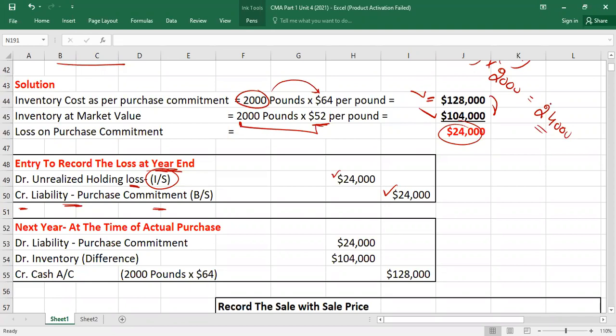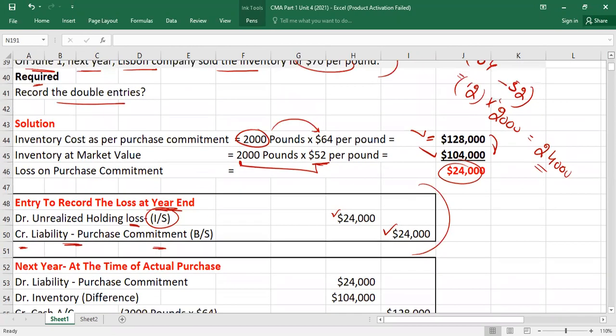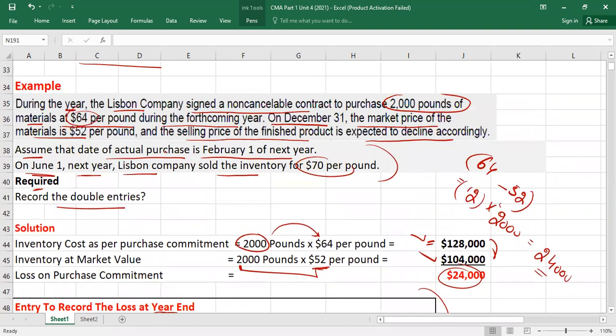Okay. Now guys, this entry will be passed at the end of the year. That's it. Now, if you remember the question, what is your actual date of purchase? February 1 of the next year. And obviously you will buy at which price? At 64 pounds. Right or wrong? So what entry will you pass now?